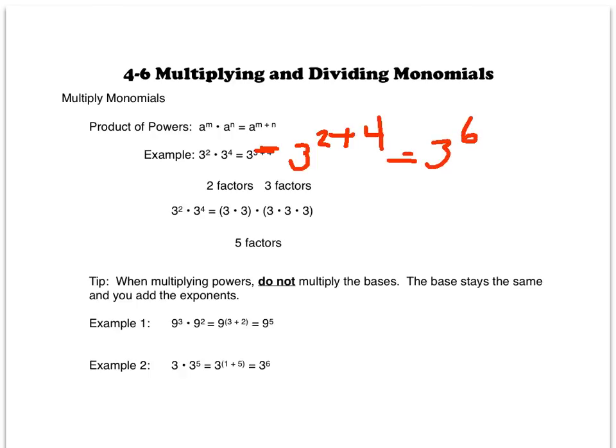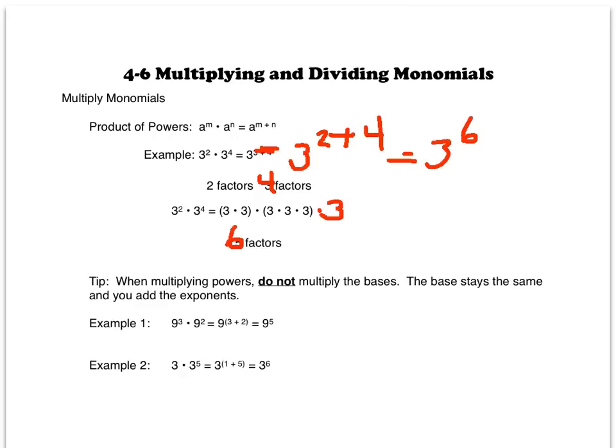To show how this works, we have 3 to the second times 3 to the fourth. 3 to the second is 3 times 3, and 3 to the fourth is 3 times 3 times 3 times 3. Let's add another one on there. In the first one there's 2 factors, and in the second one there's 4 factors, and when we add them together we have 1, 2, 3, 4, 5, 6 factors.